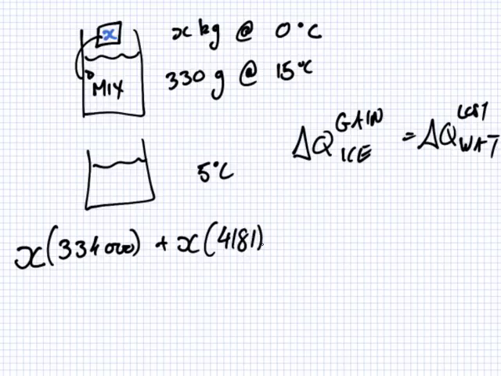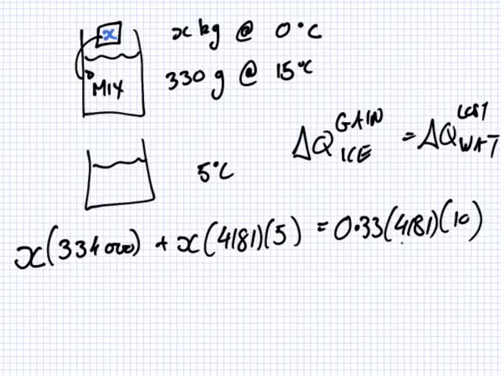So that's mc delta theta. Now the energy gained by the ice will have to equal the energy lost by the water. So what has happened to the water? It's decreased from 15 to 5. So that's m c delta theta. What's the delta theta? 10.